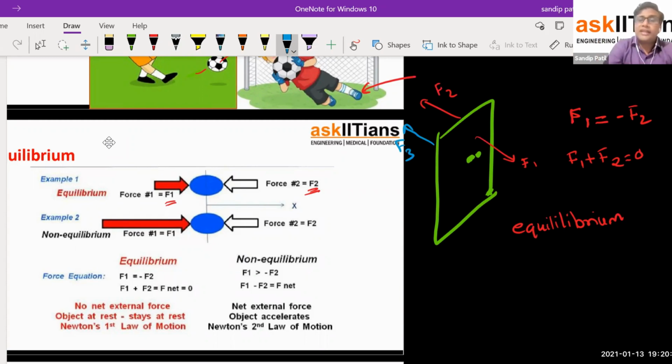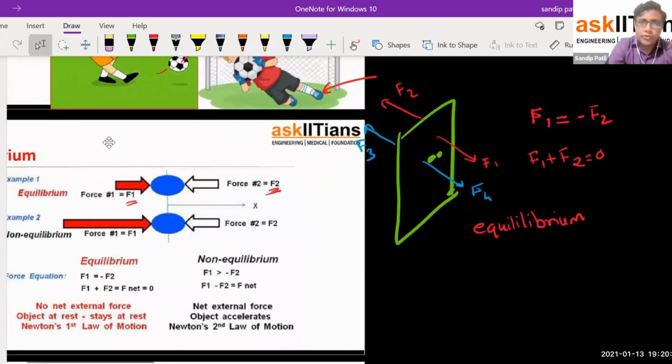But consider if you increase your force, or now you are pulling this door with two hands, applying double the force. Now, can we say that all the forces will again become 0? Can I write the force equation?